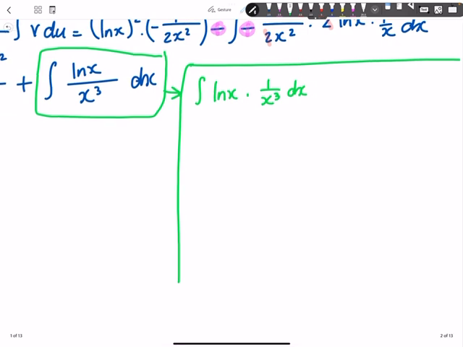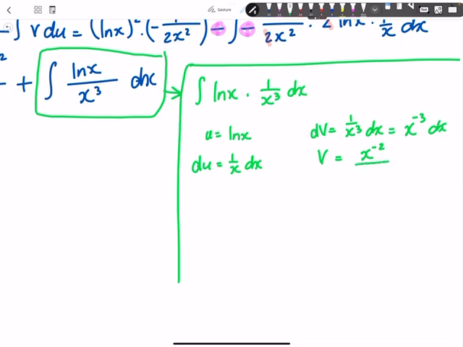Again, we're following integration by parts, so I'm going to decide on my u. In this problem, u is natural log of x. Always, if you have a logarithmic component, that's always going to be your u. So u is equal to natural log of x. So that means dv is equal to 1 over x cubed dx, or if you will, x to the power negative 3 dx. So it follows then that du is equal to 1 over x dx, and v will be equal to x to the power negative 2 divided by negative 2, or again, negative 1 over 2x squared, if you want to go ahead and clean that up.